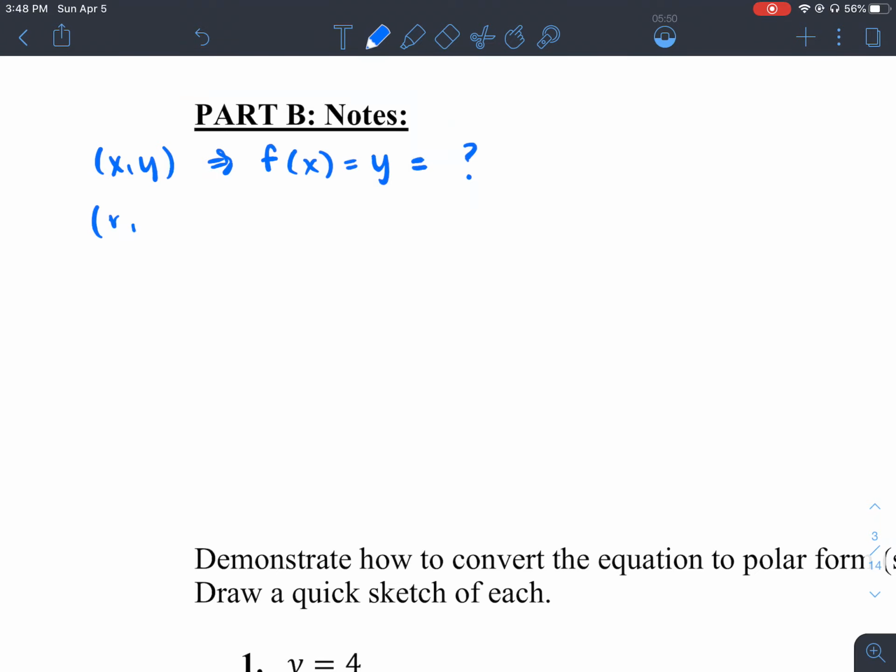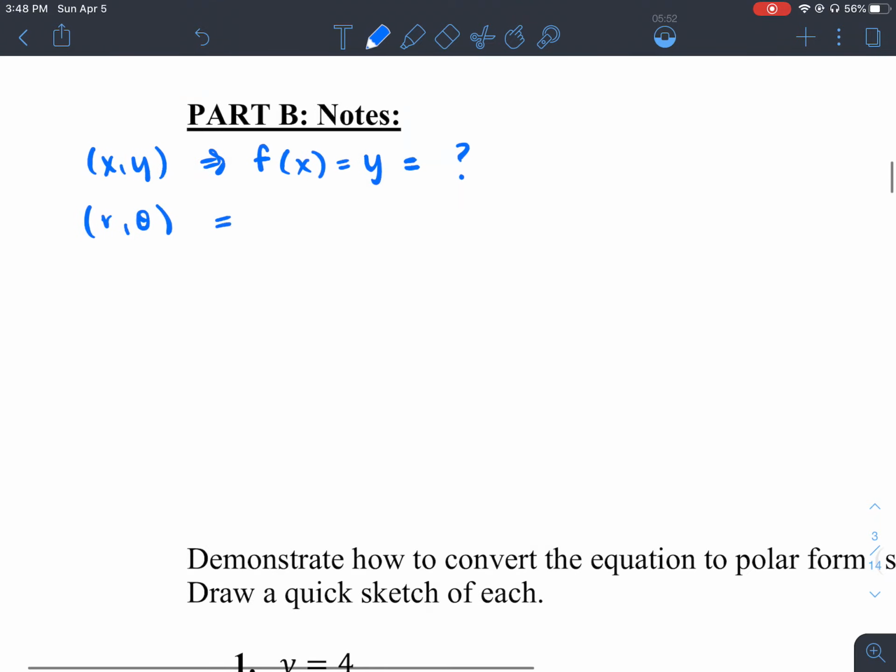If I have polar coordinates, r comma theta, that implies I have some function of theta, or some equation r equals. So I talked about the circle. You can write a circle as r equals a value: r equals 3 for a circle of radius 3, or r equals 10 for a circle of radius 10.